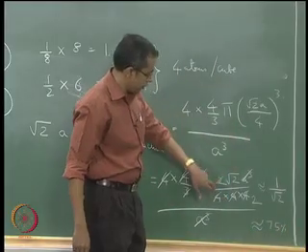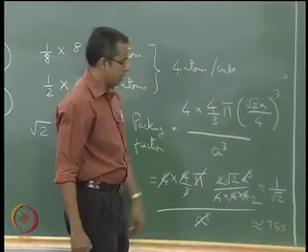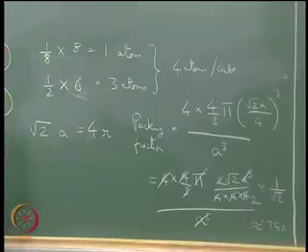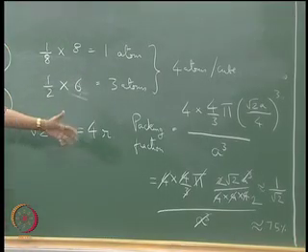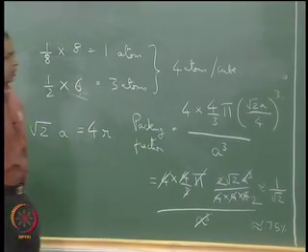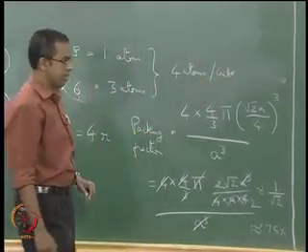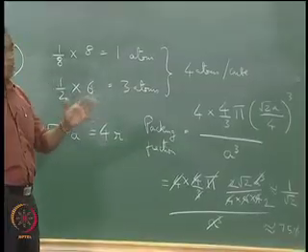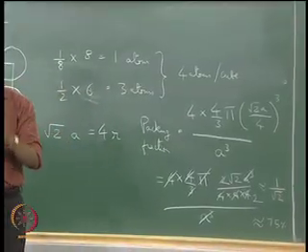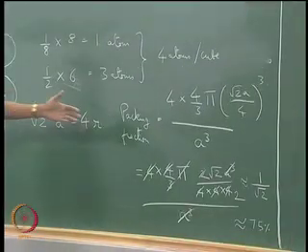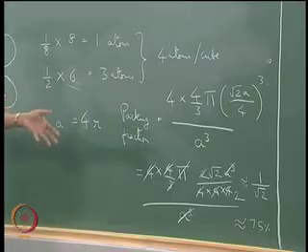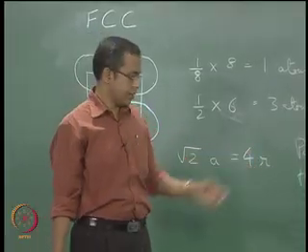So this is root 2 by 2. Root 2 is 1.414, so you divide by 2, and that is about 70 to 75%. So this is just an order of magnitude. For simple cubic you get about 50% packing fraction, which means about 50% of the space is occupied by atoms, so to speak. In a much more packed system you have 75% of the space occupied by atoms.